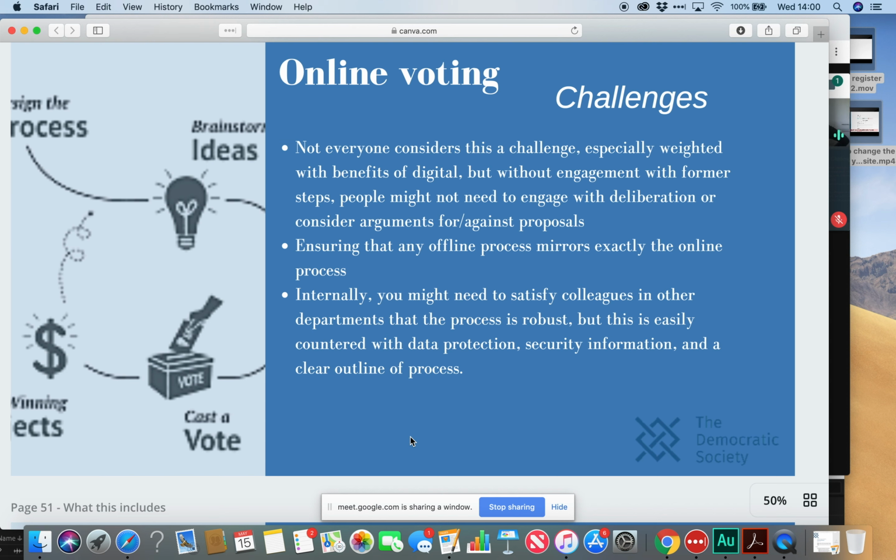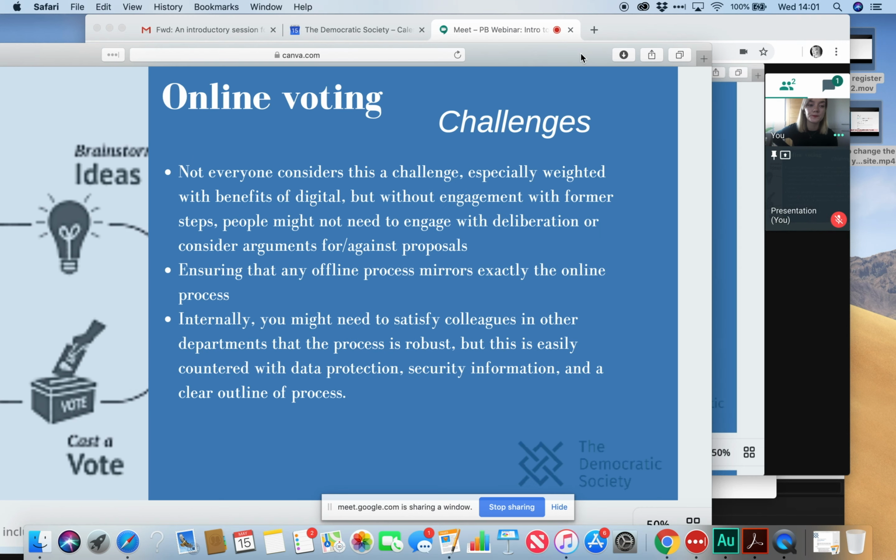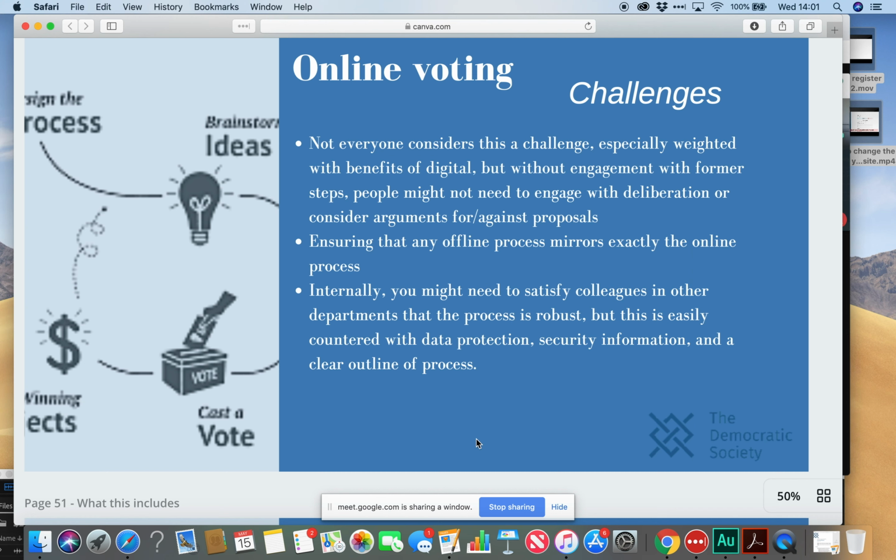Not everyone actually considered this a challenge, especially weighed against the benefits of digital, but without engagement, people might not engage with deliberation or consider arguments for or against proposals, so they might just jump straight to the vote. And again, ensuring that any offline process mirrors exactly the same as an online process can be quite difficult, especially if you've got a complicated voting process.